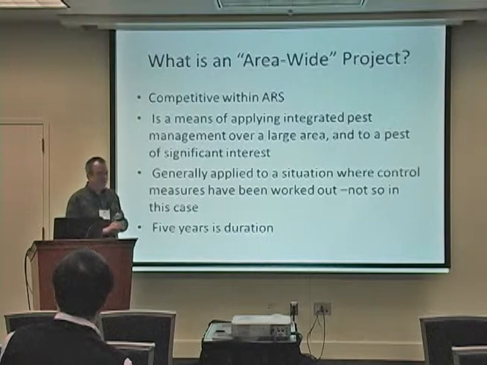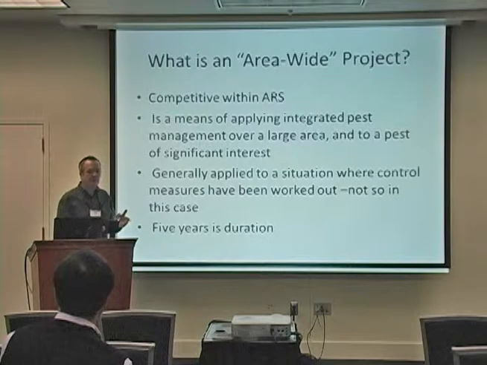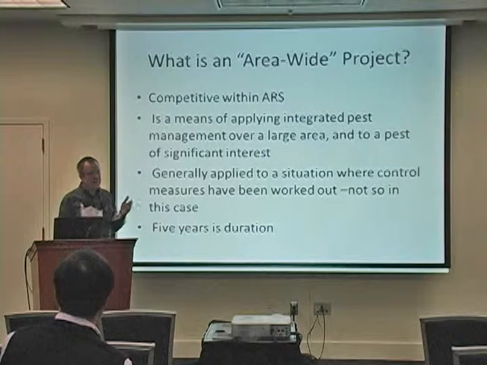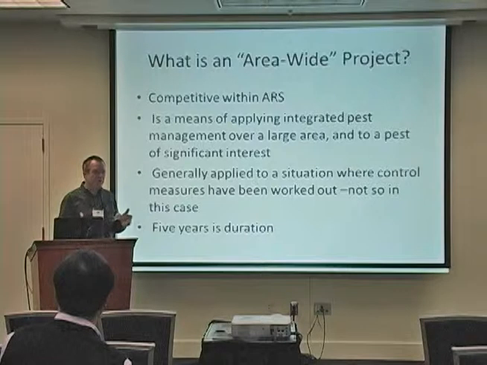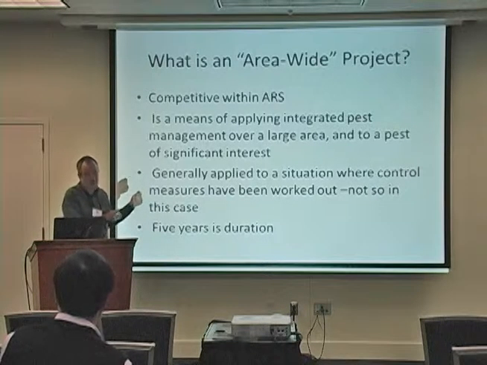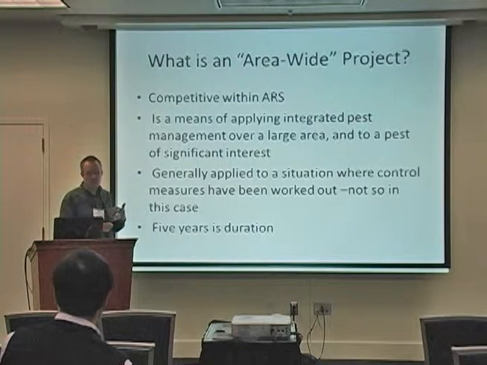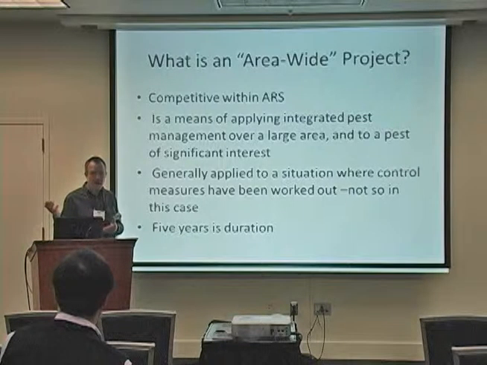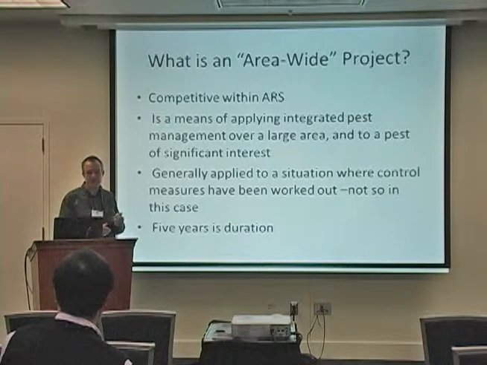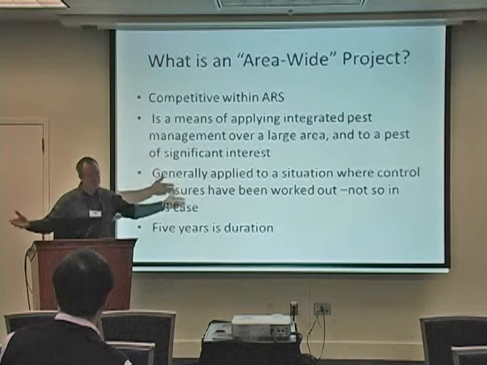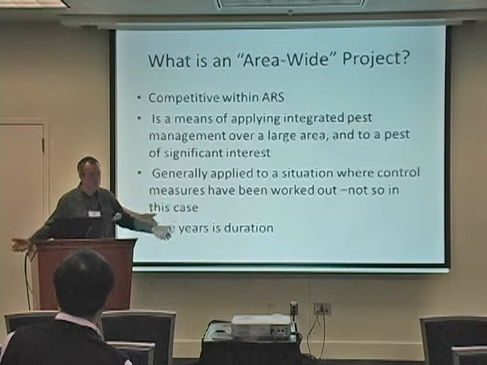The way it's been structured in the past is that we apply for these competitively within ARS. The idea is that if ARS scientists have worked out a control measure for a particular pest, then this is a way to get it applied. For example, there was an area-wide for, I don't remember what insect it was, but some pest of apples in eastern Washington. They had the control measures pretty well worked out, but they weren't being applied. So they developed a broad-scale project to try and get that out into the world.